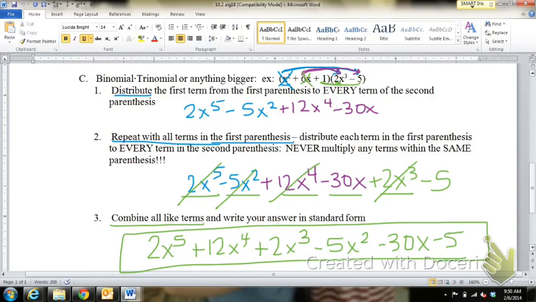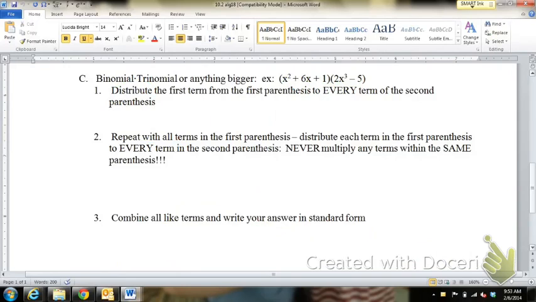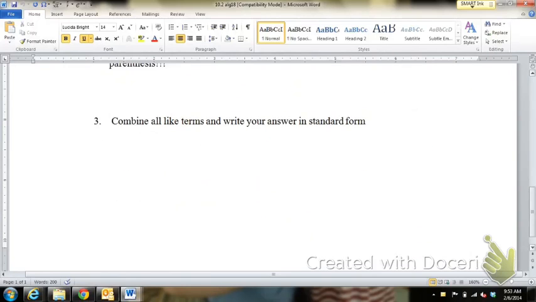Okay? So remember, it's all about distributing. But notice that we never distribute within the same parentheses. I never did x squared times 6x or x squared times 1. We always multiply from one parentheses to the other. Let's take it one step at a time and then combine all your like terms. I think that's it. That is. Okay, so there's 10-2.